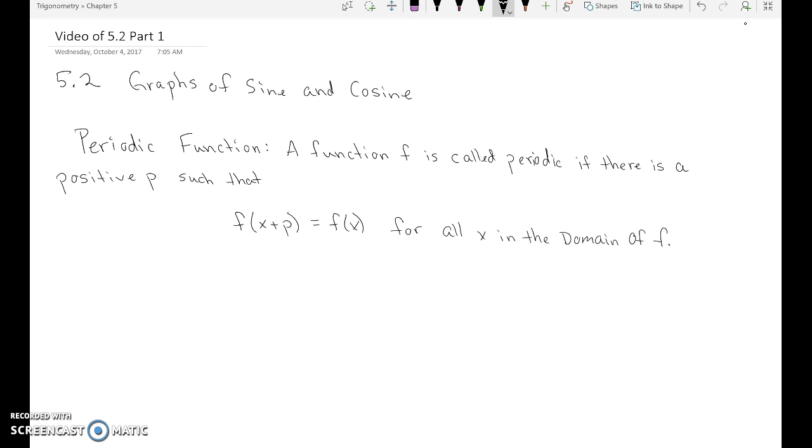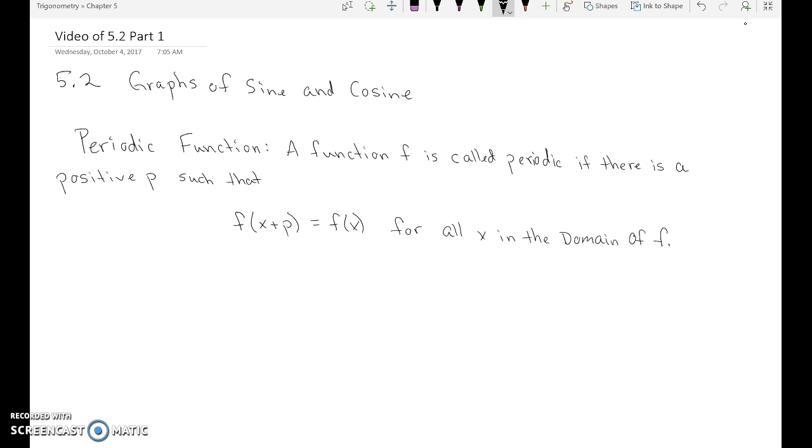So what this means here is that if I take a function and I add a little bit to it, then it should give me the same thing as if I hadn't added that little bit to it. But that little bit is specific. It can't just be any random little bit.